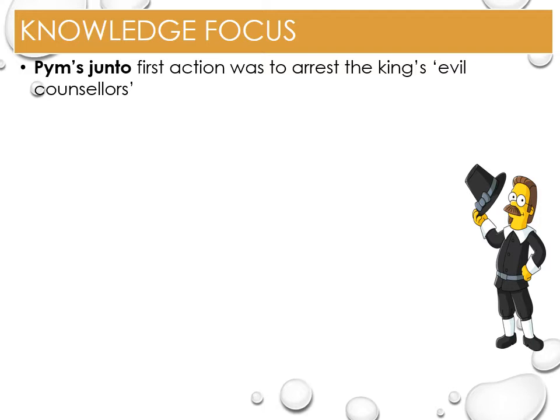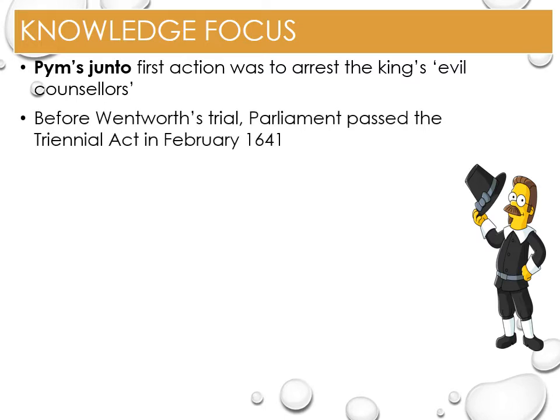Led by John Pym, John Hamden and Arthur Hasselrig, Pym was the figurehead due to his training as a lawyer and his meticulous work in recording Charles's illegal actions in the 1630s. This made him an ideal leader for the opposition. Before the trial of Wentworth, Parliament passes a Triennial Act. This meant Parliament must be called once every 3 years, therefore ensuring the King was not to have another personal rule.